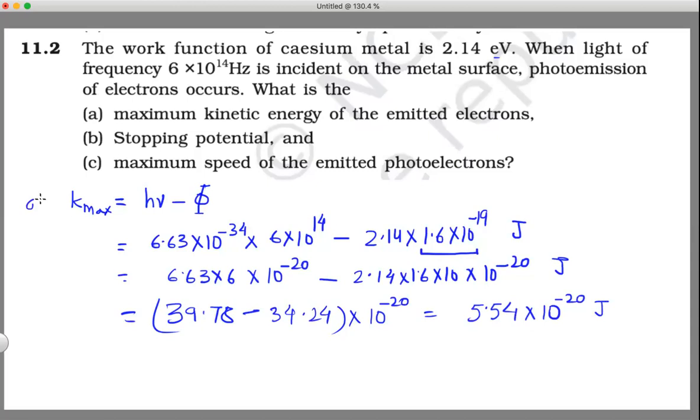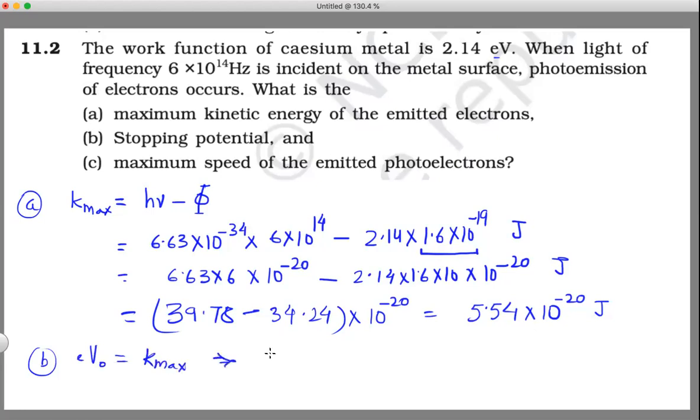How will we find the stopping potential? Can somebody tell me where is the stopping potential here? Which relation will we use for a stopping potential? There are only 2-3 relations in this chapter. तो कौन सा use करेंगे? E into V naught is equal to K max, right?